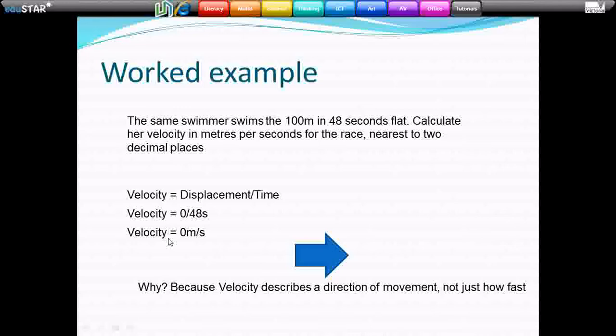And the reason for that is because velocity describes the direction of movement. It's not just about how fast that person has gone. If we wanted to work out how fast she had gone, we would have used speed in this case. But velocity is useful because we want to find out how fast someone has moved, but also have the direction involved.